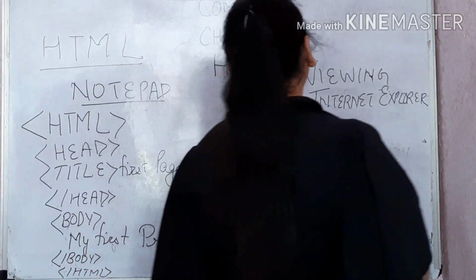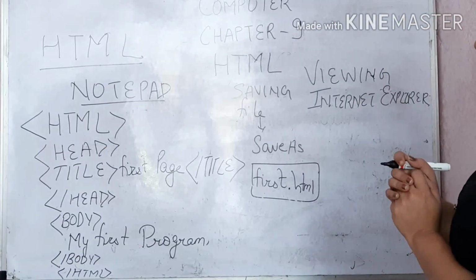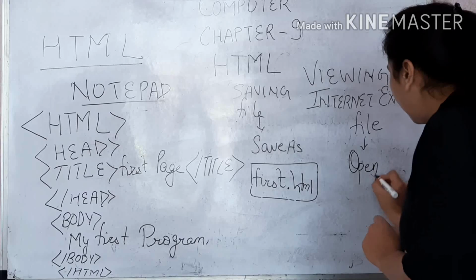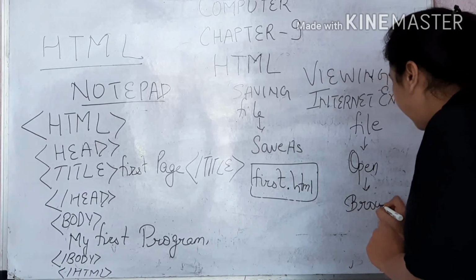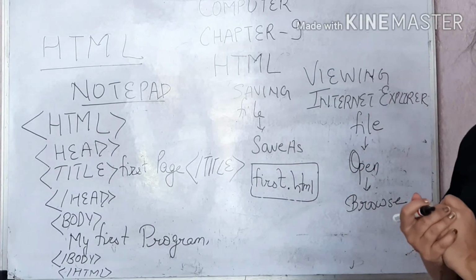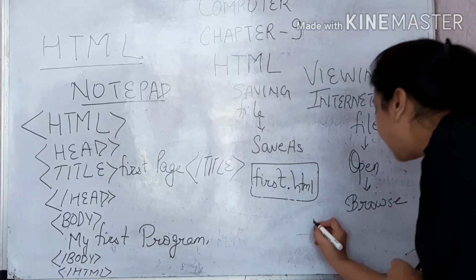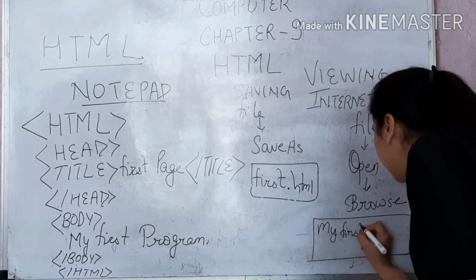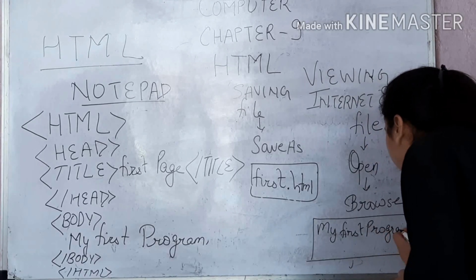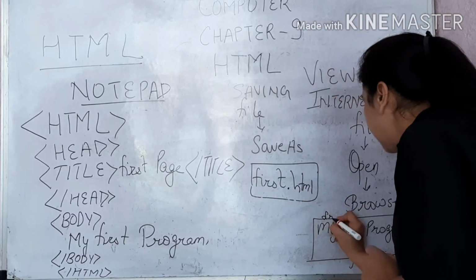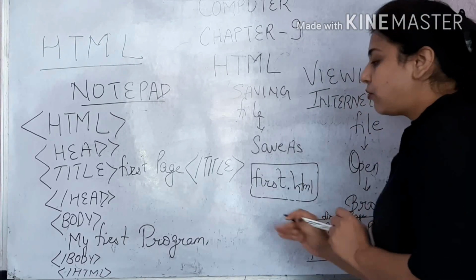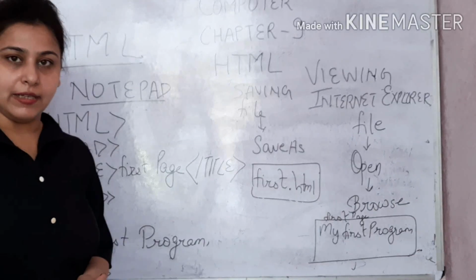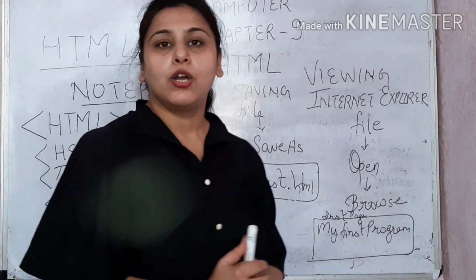Clear? Done? Now the third step is viewing on a browser, Internet Explorer. So here you will go to the File menu, Open, and then you will browse for the file. You will locate the file wherever it is stored on the computer, and in the browser window you will see only this text written, My first program, and on the title bar you will see First page. So whatever you write in the body tag will be viewed on a browser. You will not view the HTML, head and title. Clear? So now I will show this to you practically.